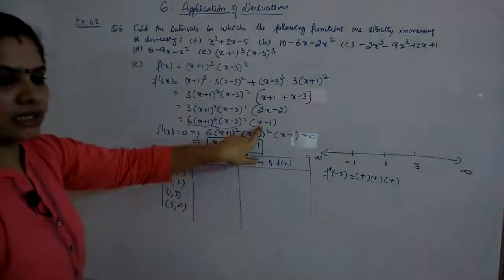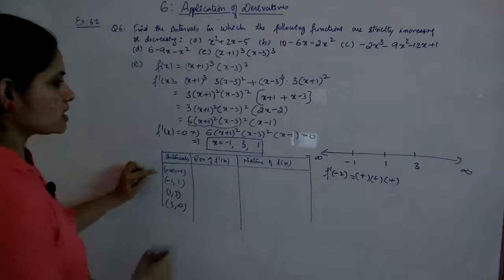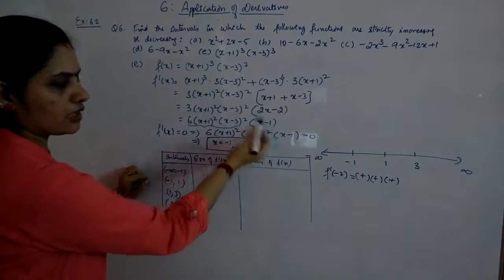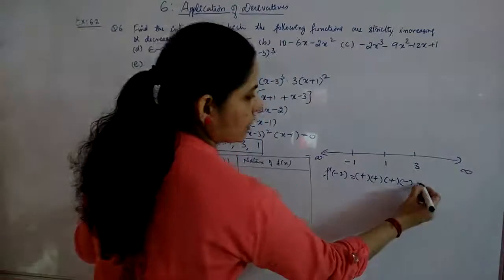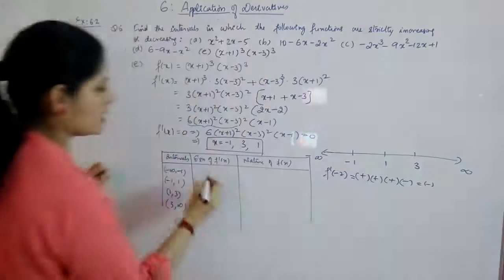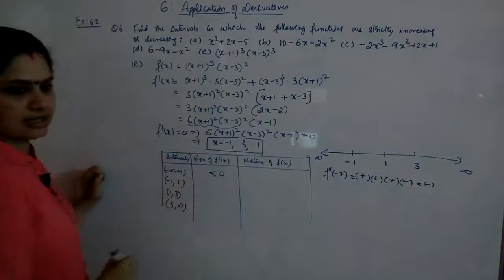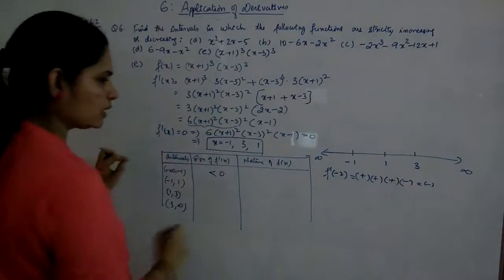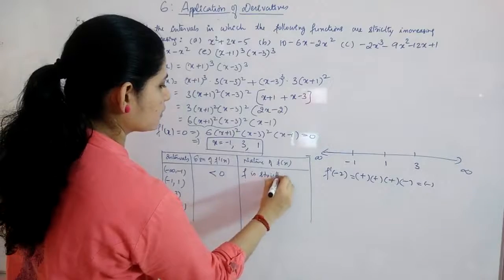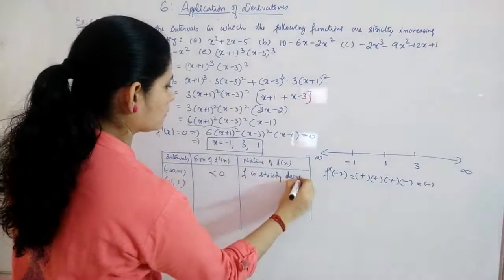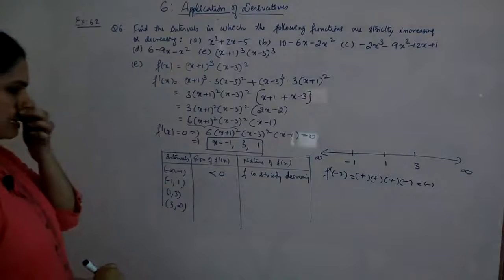What about this? Only this you need to check properly. You are taking -2, and -2 minus 1 will give you -3. That is negative. So this term will be negative. So in total you are getting a negative sign, or you can say the sign of the function is less than 0. So the nature will be strictly decreasing. In this interval, the function is decreasing.